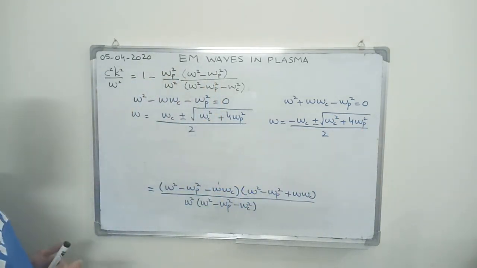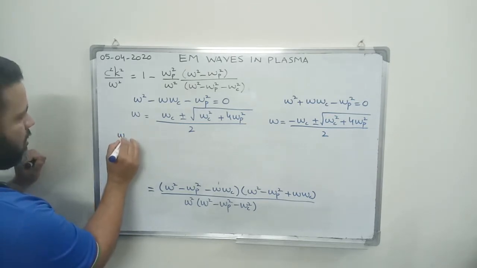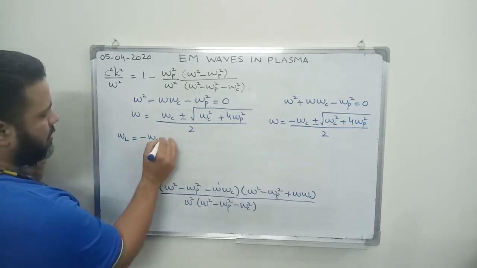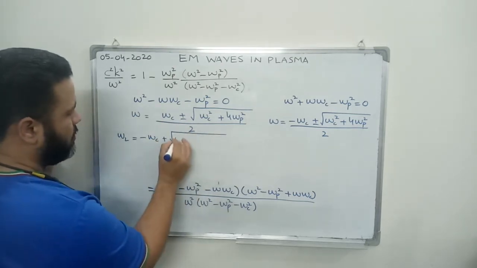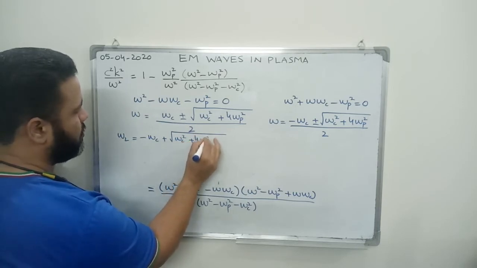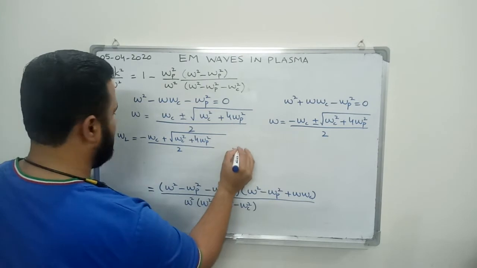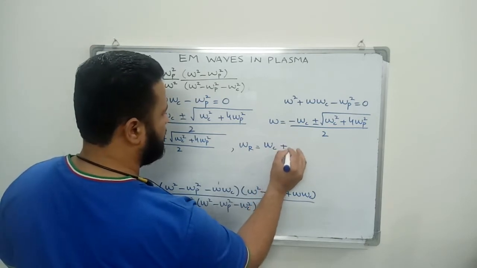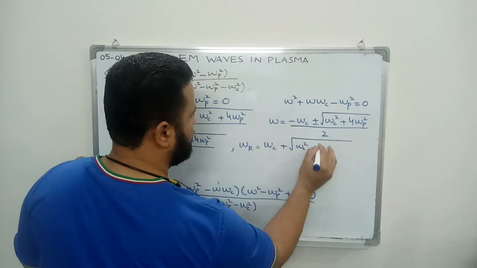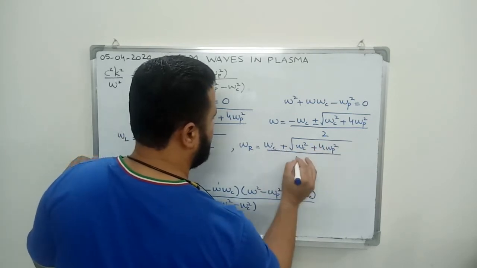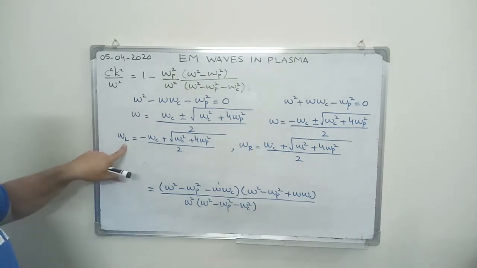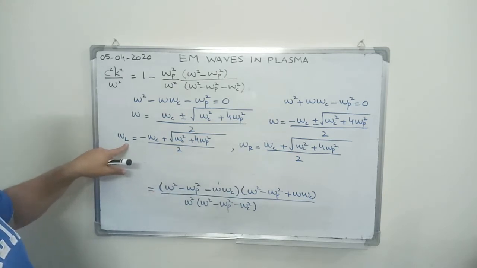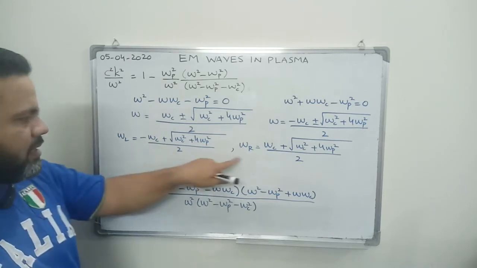Now I'm going to define two frequencies. One is omega L, which is minus omega c plus square root of omega c square plus 4 omega p square, by 2, and another, omega R, which is omega c plus square root of omega c square plus 4 omega p square, by 2. From this relation, it is apparent that omega L is a lower frequency and omega R is a higher frequency. In a short while, I will tell you about this L and R, which is the left hand frequency and the right hand frequency.